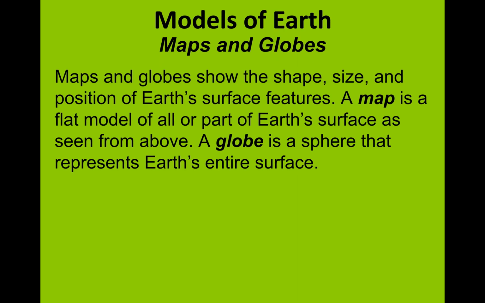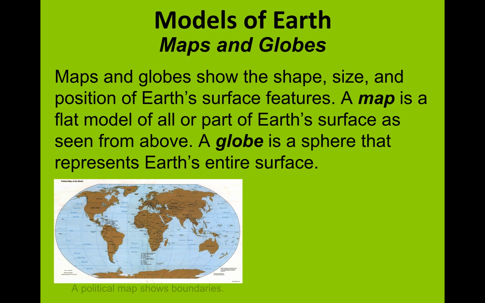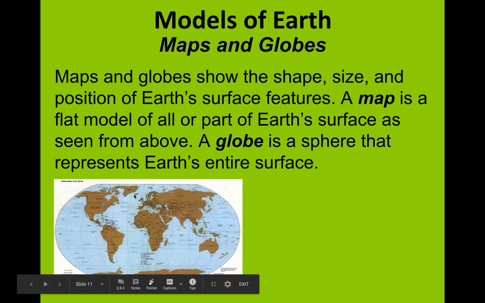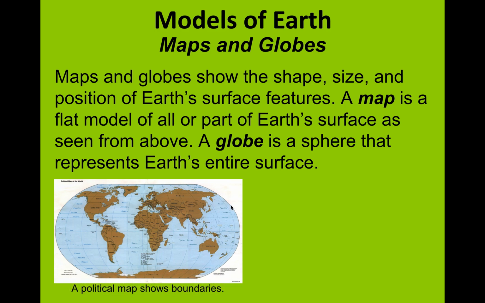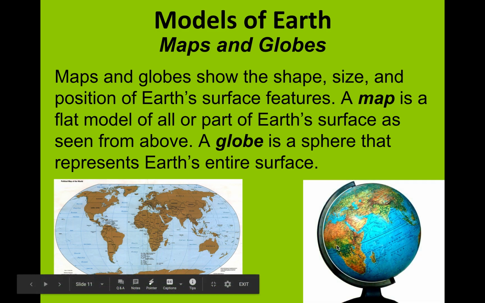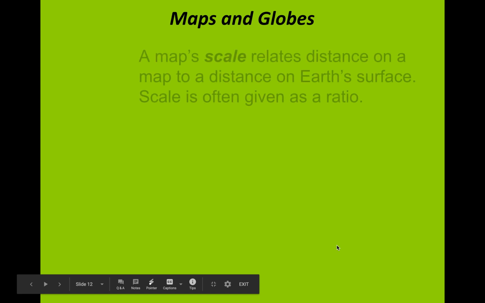Maps and globes show the size, shape, and position of Earth's surface features. A map is a flat model of all or part of Earth's surface as seen from above. A globe is a sphere that represents Earth's entire surface. So here we show a map. See how it's flat? And then obviously we have a globe.